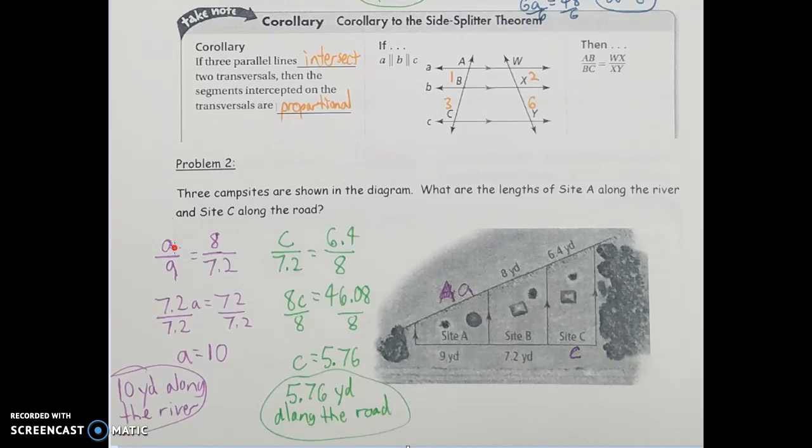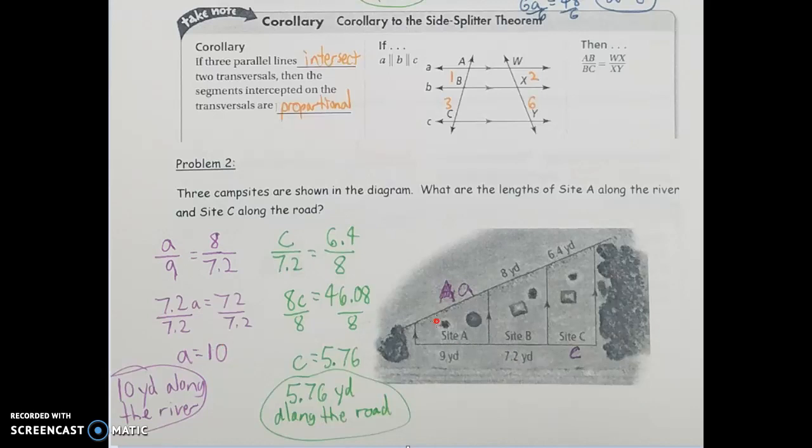I set up the first one as A to 9. The ratio from one side to go across is A to 9. And that will match the ratio that we have completed here from 8 to 7.2. So again, I can go across and it will work with those 2 ratios being equal. And again, just cross multiply and solve, and we should get 10 yards for A.